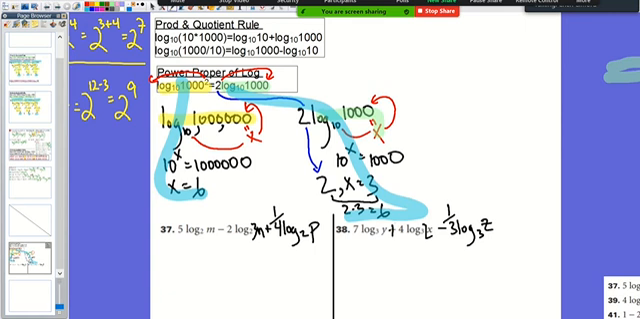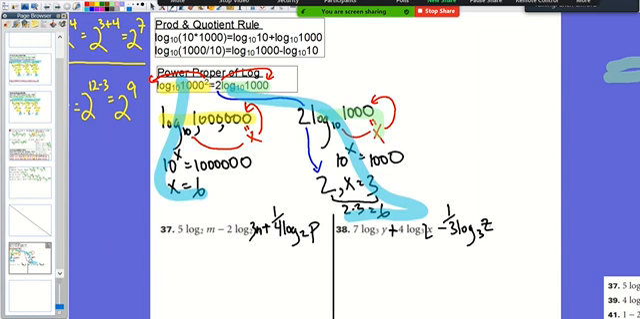Okay. Let me see if I can make this n a little bit clearer over here. There you go. That's better. Okay. And this reads 7 log base 3 of y plus 4 log base 3 of 2x minus 1/3 log base 3 of z. Okay.